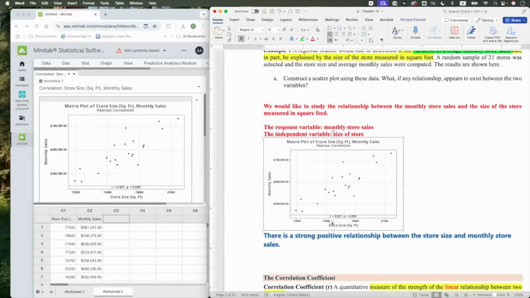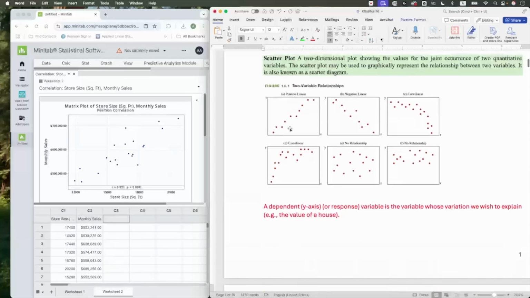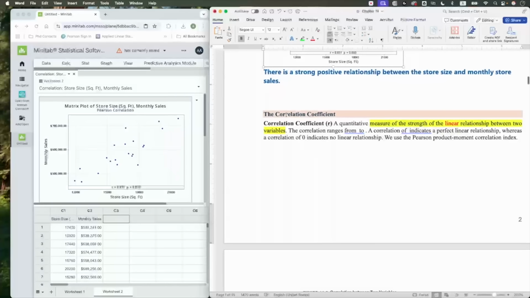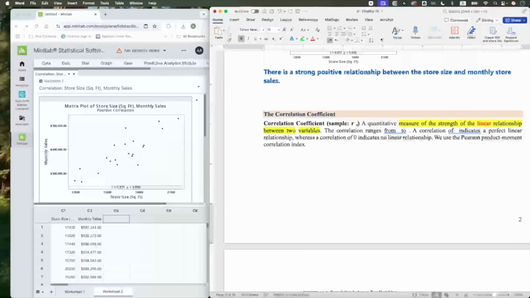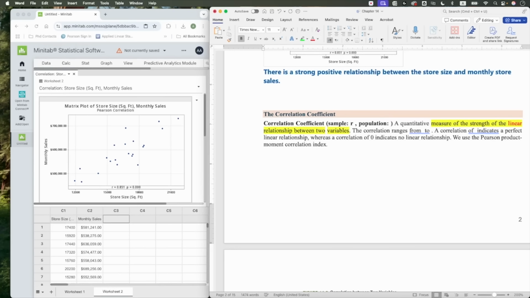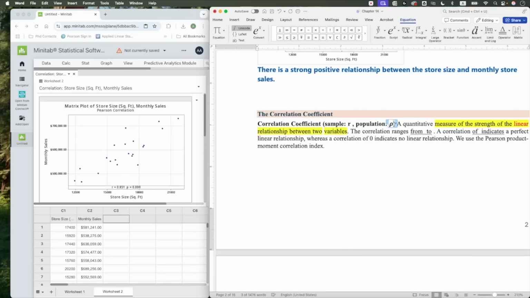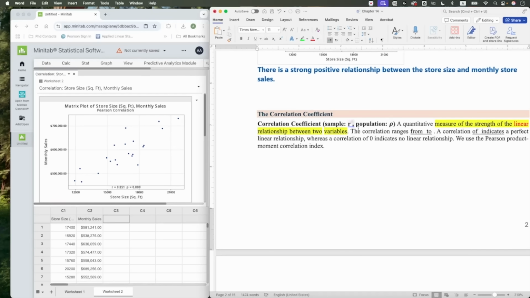Look at r. By the way, it's a good idea here to say: where is it? It's r, the correlation coefficient. This is the sample correlation coefficient, the little r. This is the sample r. What about the population one? The population one, we call it rho.